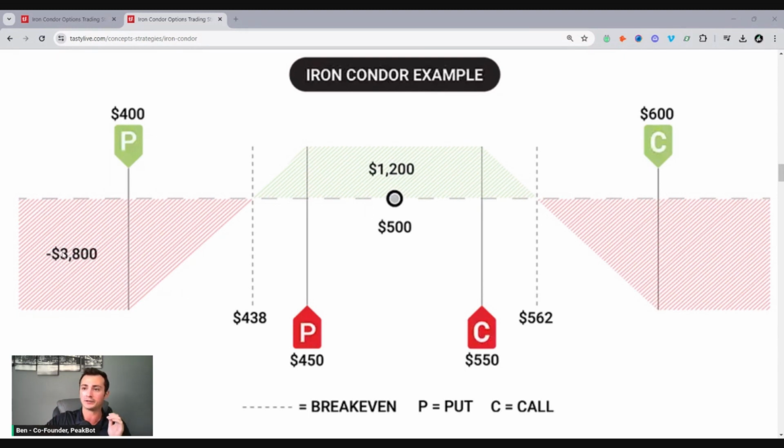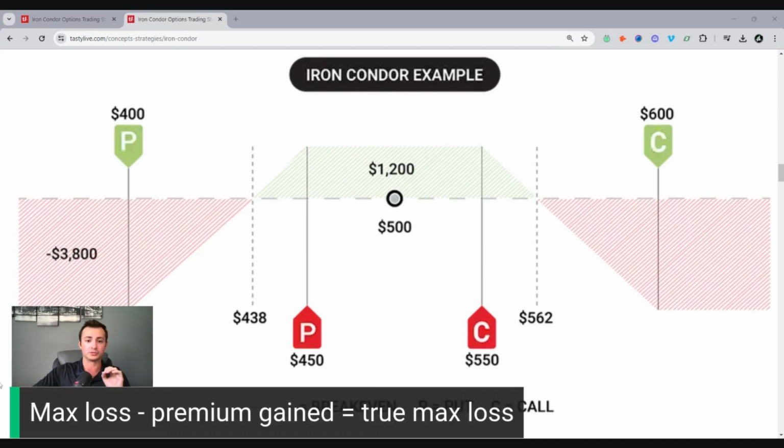And then the red shaded area, this minus $3,800, this is your total potential loss. Now, again, when trading PeakBot's version of this strategy, you've got to figure out your max loss. So you take your max loss of, I just mentioned, $100, because we're just setting up $1 spreads on PeakBot. And then on average, we're going to gain on premium about $40 to $50 per Iron Condor. Let's use $40 for this example. That means your true max loss is only going to be $60.